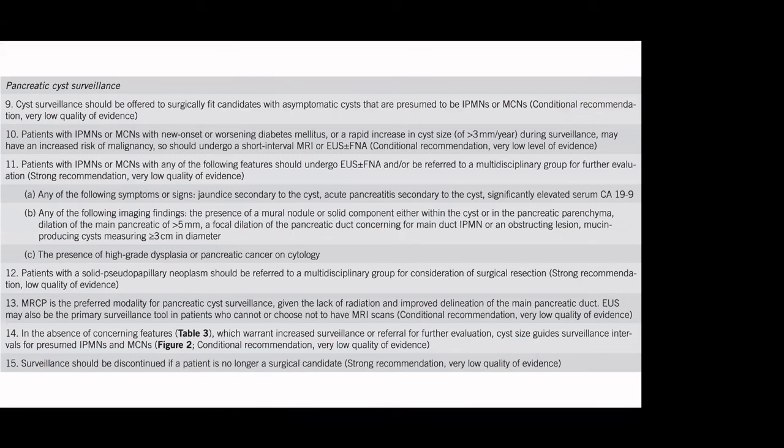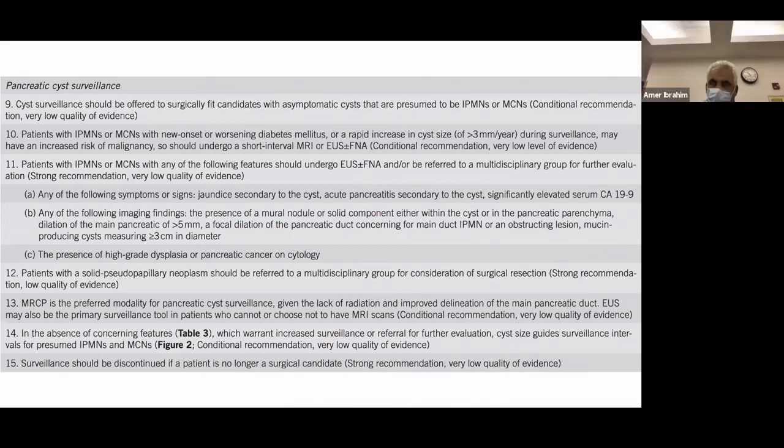My question is to Mr. Amer regarding the IPMN in the pancreatic tail, if it turns out to be malignant. When you do distal pancreatectomy, when would you consider splenectomy during this procedure? That is the question. Thank you.